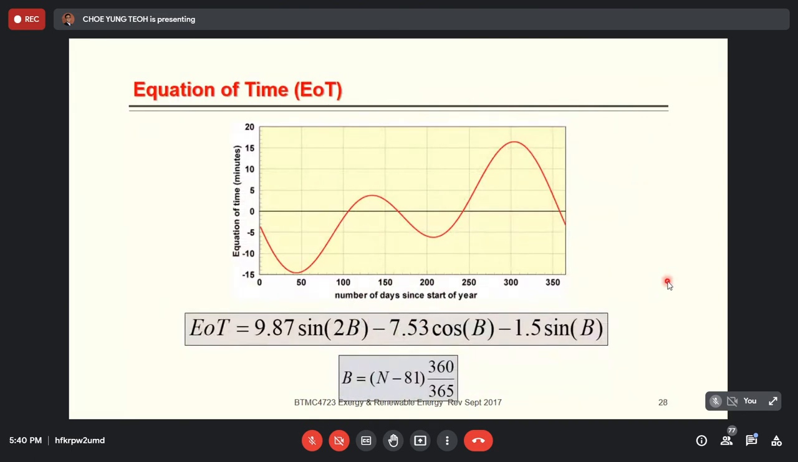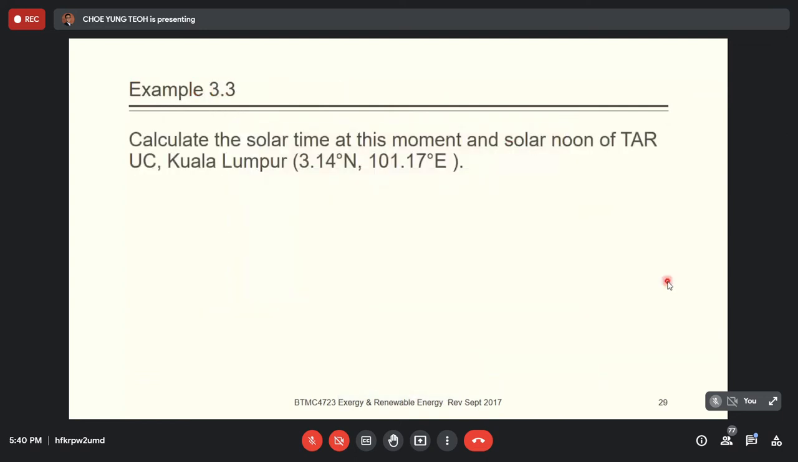So actually, to convert from local time to local solar time, the calculation is quite tedious, not so straightforward. You need to get a lot of information. So maybe we can try one of it. Maybe for this one, calculate the solar time at this moment. To make it simple, we take it as 6 p.m. Assume that now it's 6 p.m.